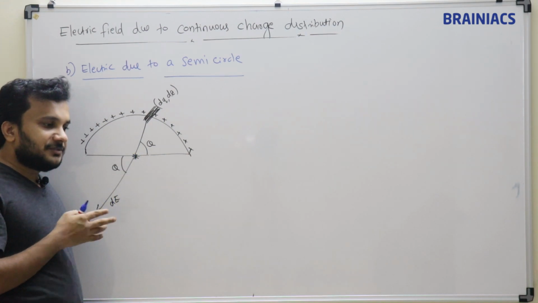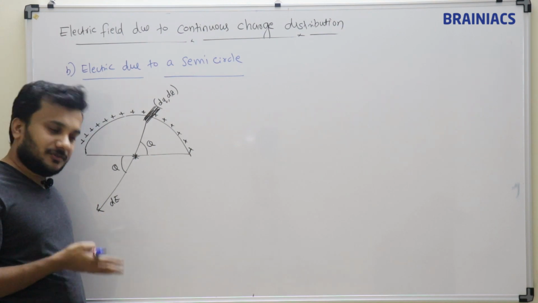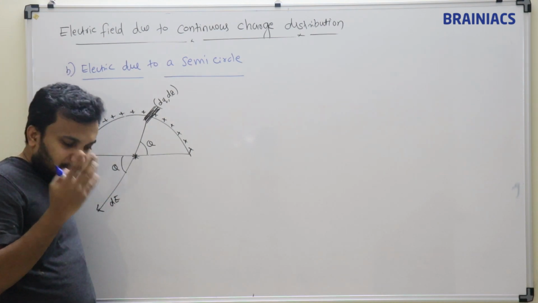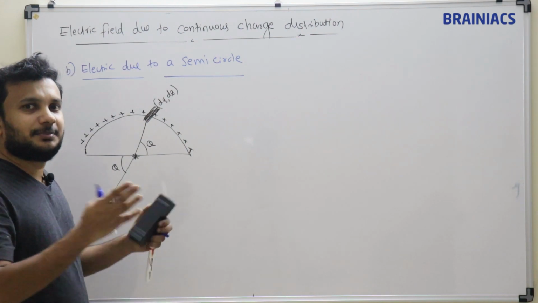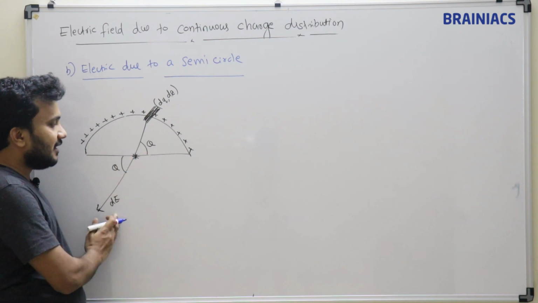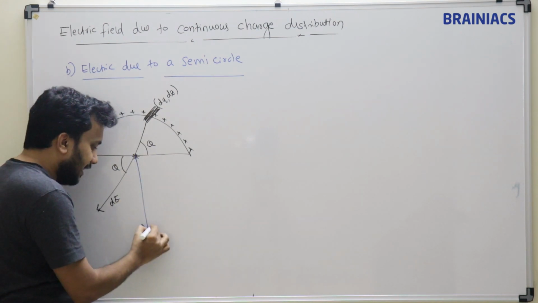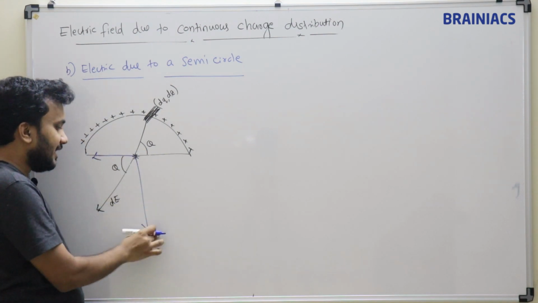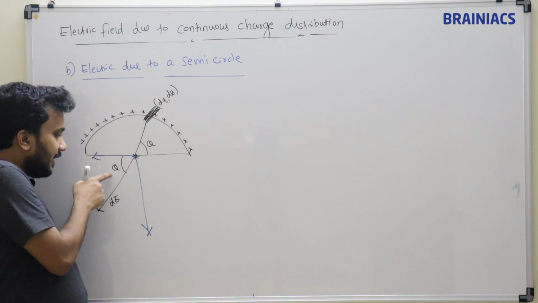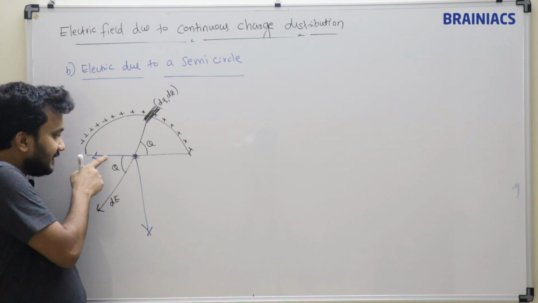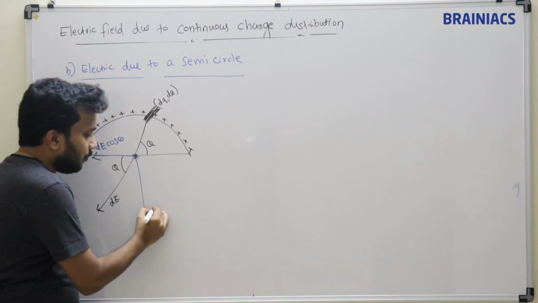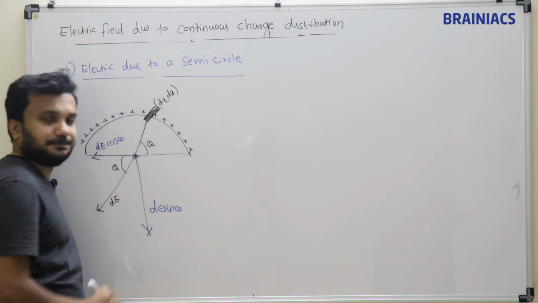In physics, if something is not in the x direction or y direction, it is very hard to solve. So we split it into two parts, which is called resolving the vector. I need a component on the x-axis and a component on the y-axis, so I split this vector dE along the x-axis and y-axis. The angle is theta, so the side nearer to theta is dE cos theta, and the other one is dE sin theta.